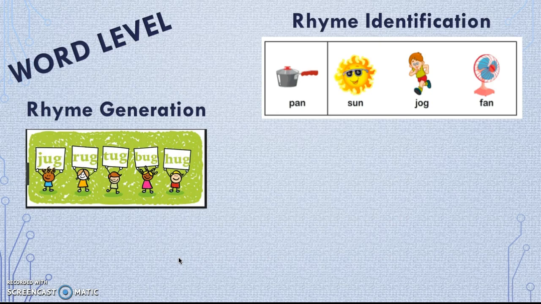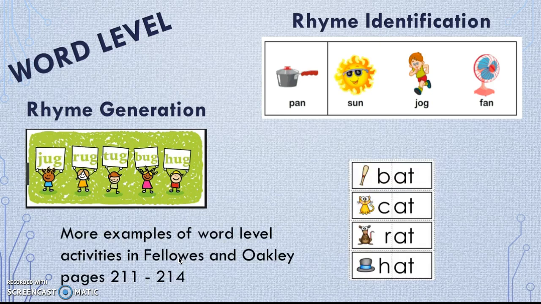Isolating the rhyme in rhyming words, which is also part of the onset rhyme level, is the most demanding skill in rhyming. That is identifying the part of the word that is the same. So for instance, in the words shop and stop, it's the "op" part that makes them rhyme. This skill is a precursor to word families and the beginning of the reading and writing process. You can find more examples at word level on pages 211 to 214 of Fellows and Oakley.